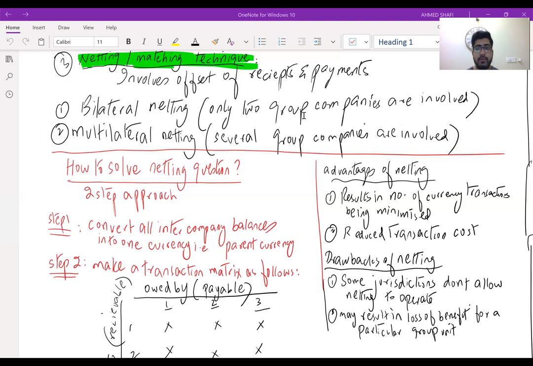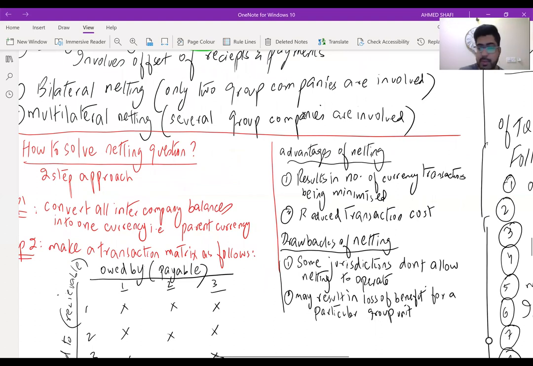Now we're going to start our new technique today. This technique is called netting or matching, and we will be doing two to three questions of that as well. Now, what is netting or matching? I've already taught you theoretically what netting or matching is. We just need to understand how the questions work.